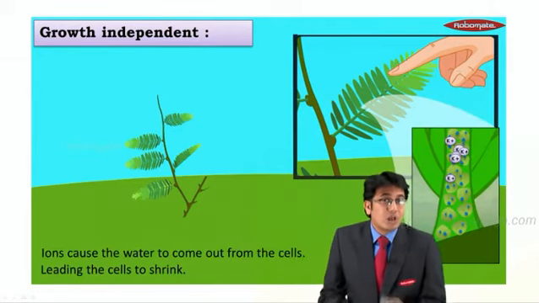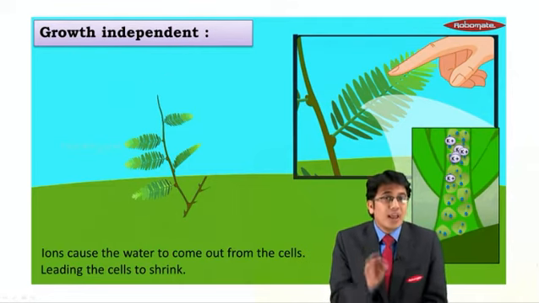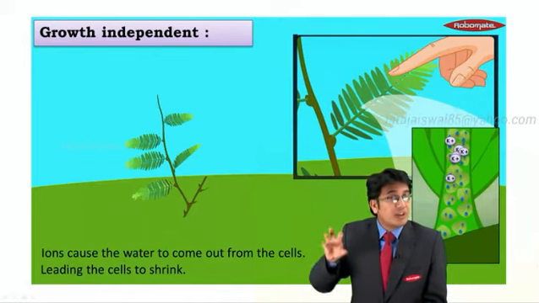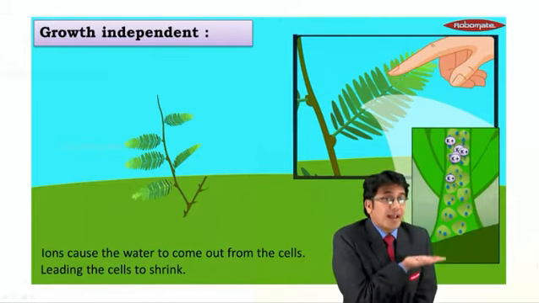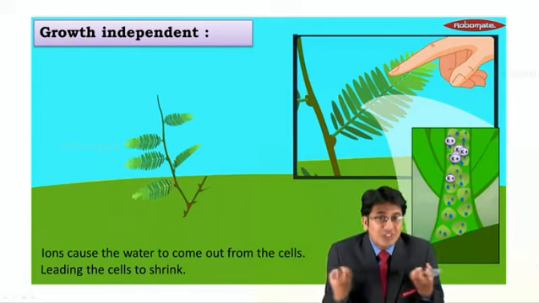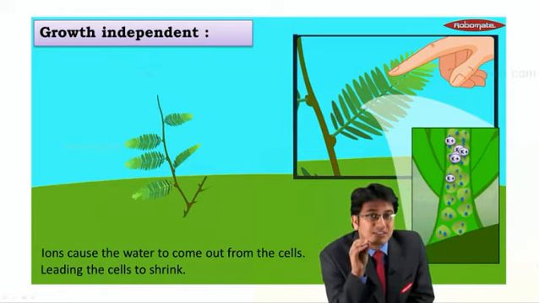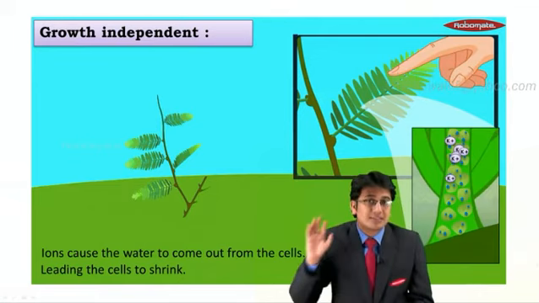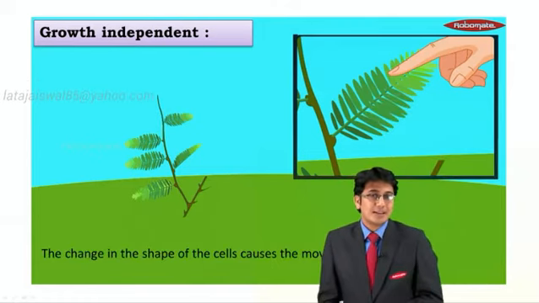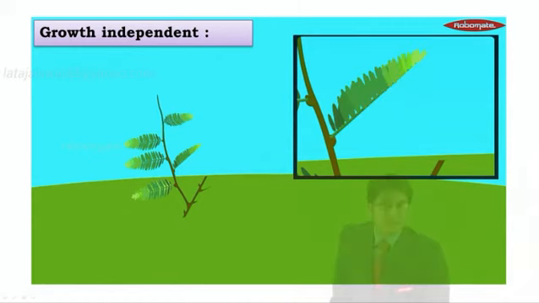Ions cause the water to come out from the cells, leading the cells to shrink. As soon as we touch the plant, hormones are released, and because of the release of the hormones, these potassium ions are released, and because of the release of these potassium ions, cells lose their water. And as soon as they lose their water, cells shrink. And as the cells shrink, the leaves close. The change in the shape of the cell causes the movement in the plant.